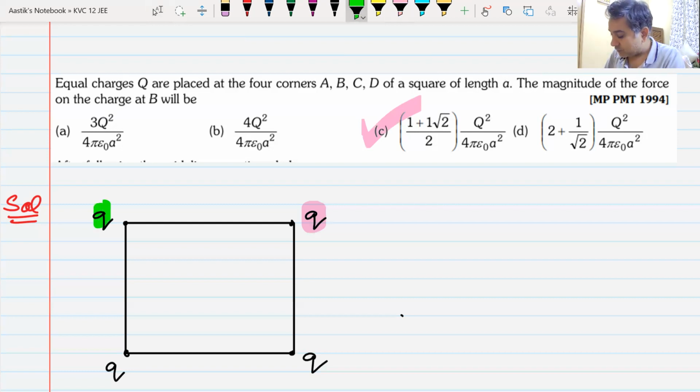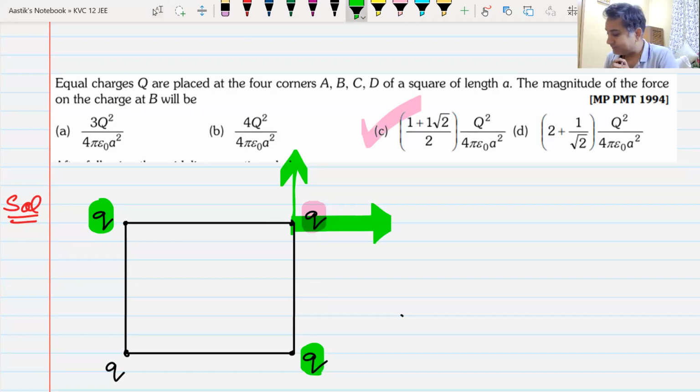Anyways, force applied by this and this would be same, yes or no? Because the distances are same. So force applied by this one will go like this, and the force applied by this one would go like this. We understand this, yes or no? This would be F and F. Now, there are different ways of doing this. You have to look for the shortest way, because you have to get the answer quickly.